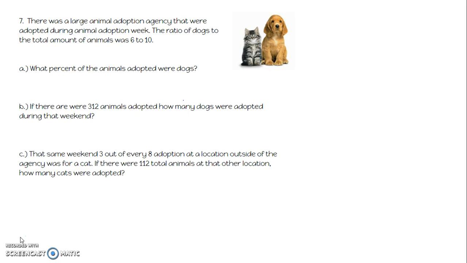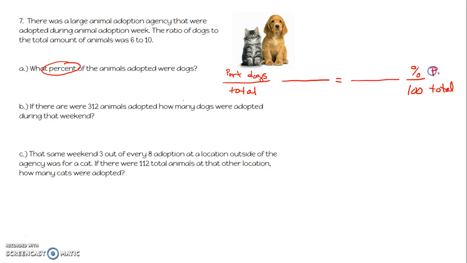The ratio of dogs to the total amount of animals was 6 to 10. So this must be dogs adopted to total animals adopted. What percent of animals adopted were dogs? Okay, so for part A, percent is always out of 100. So part that were dogs over total equals percent out of 100, because the total percent would be 100%. So it's what percentage were dogs out of your total percentage of 100.